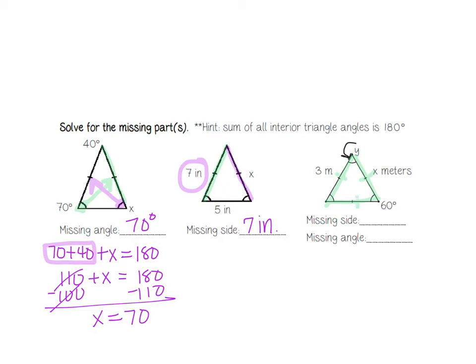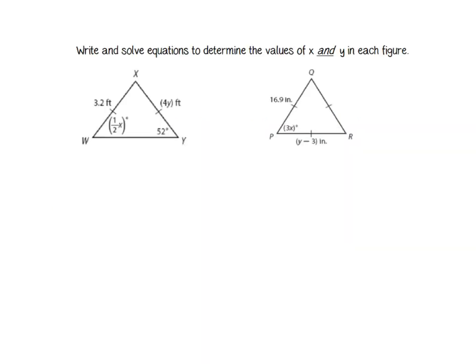So the missing side is also 3 meters. Well, so are the angles. If the sides are all the same measure, so are the angles. They are congruent also. So it is 60 degrees. All right, so those seem pretty easy.